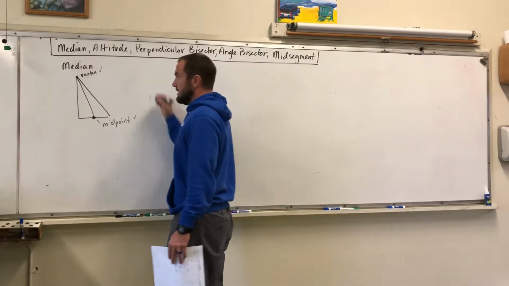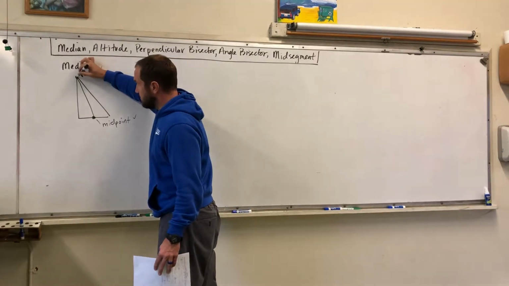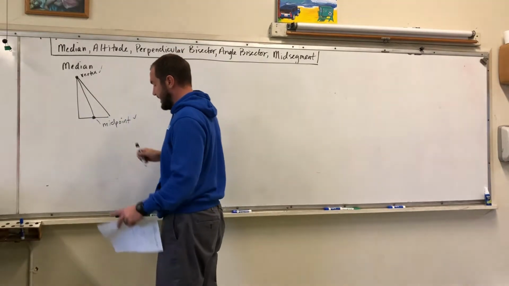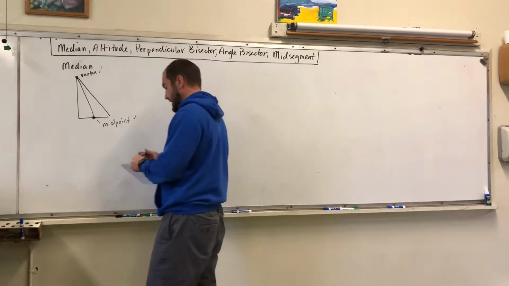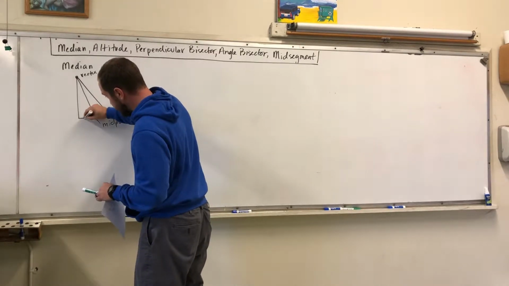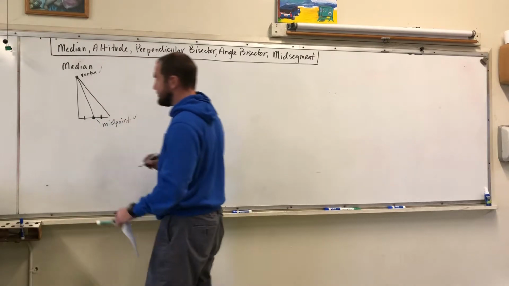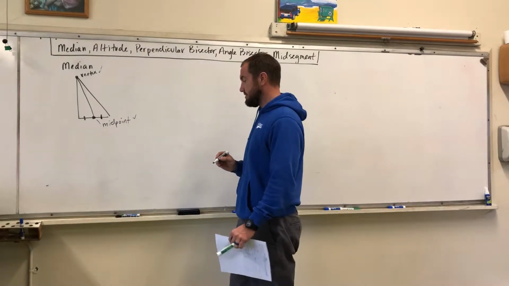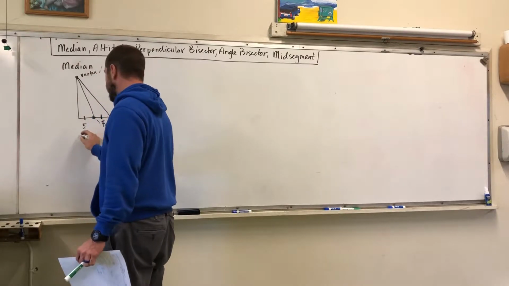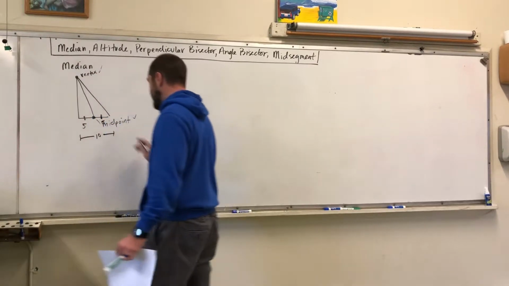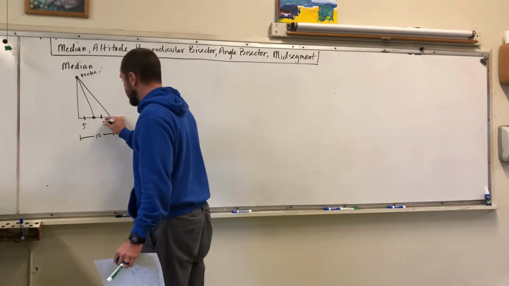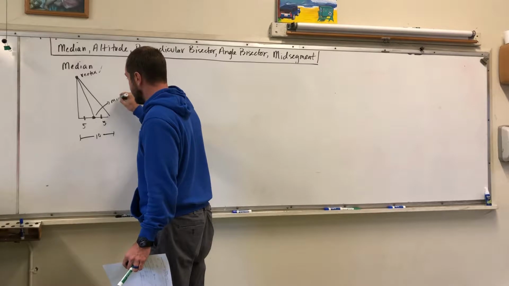Now what does that mean? That means that the line is going from an angle of the triangle to the midpoint of the other side, which means that your side is going to have a single slash, two equal pieces. So if this is 5, this is 5, and the whole thing here would be 10. That's the thing you want to understand. Here's your midpoint.